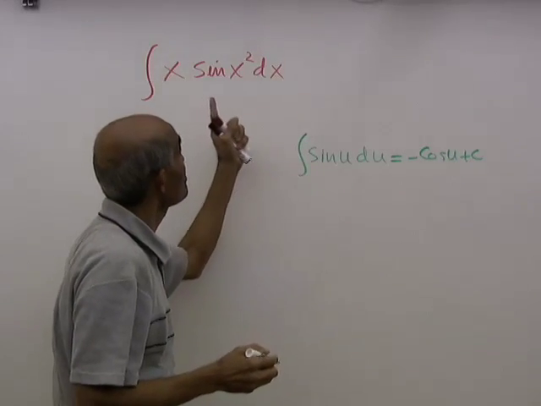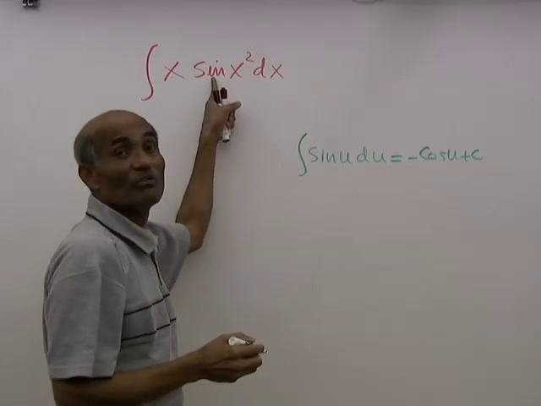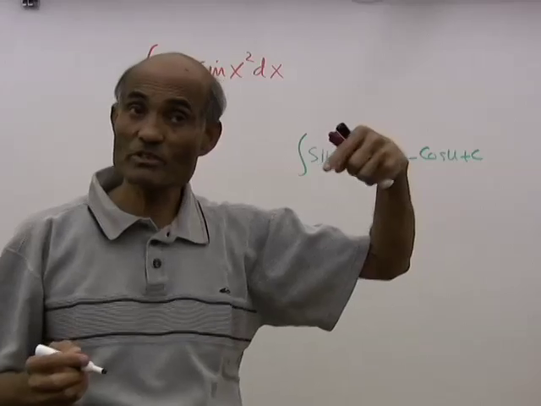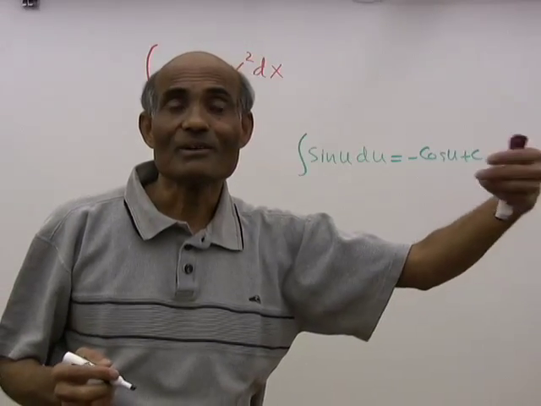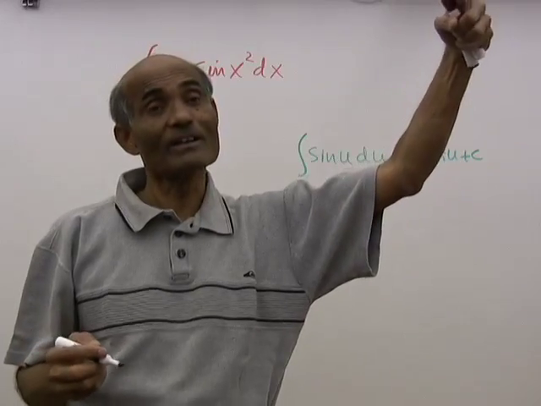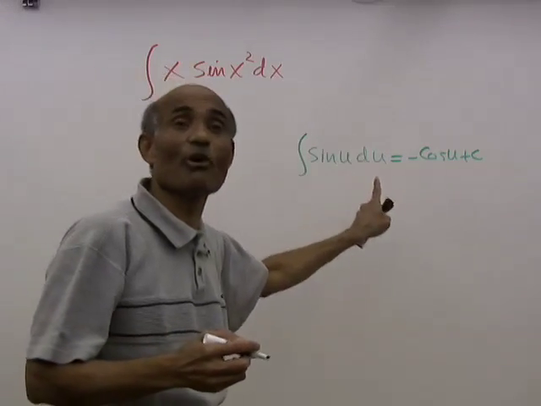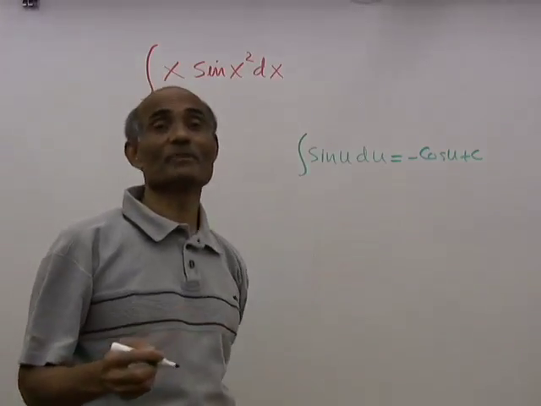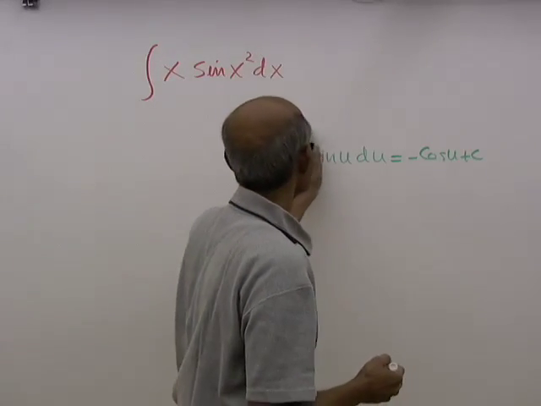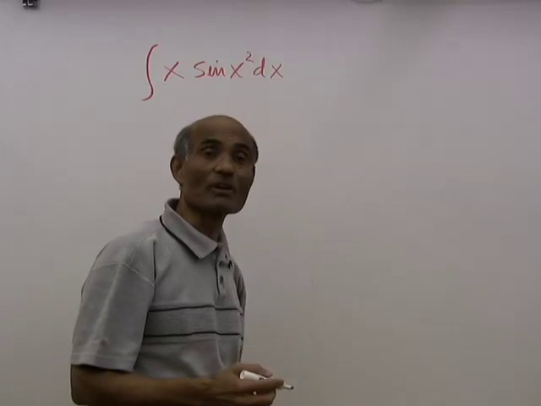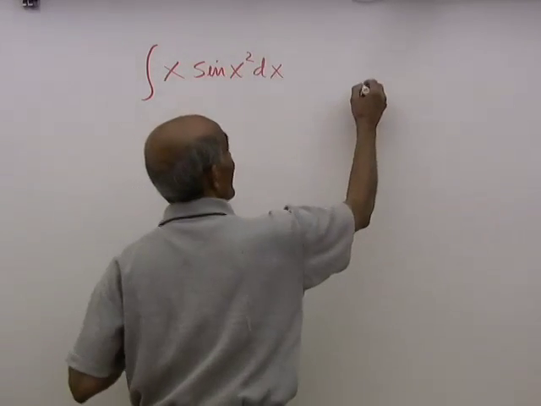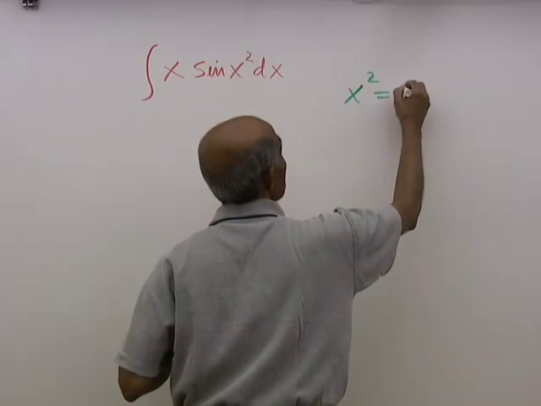Well, is it possible to bring it down to that form? We don't know how to integrate sine of x squared. We know how to integrate sine x, but we don't know how to integrate sine of x squared. It needs to be brought to a form that we are familiar with. So what do we do? Well, we do a substitution. What substitution? We need to call x squared equal to u.